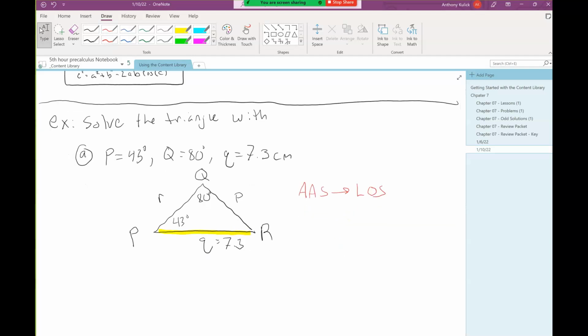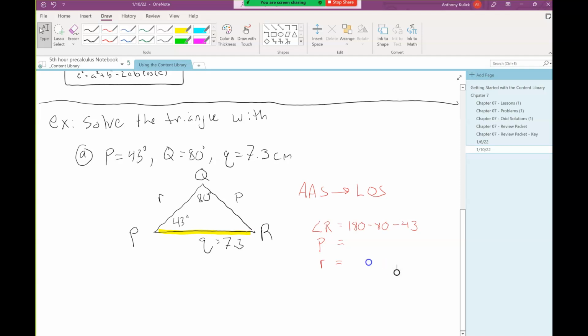Okay. So we're going to need to find angle R, side P, and side R. The order in which we do this doesn't really matter. But one of these is super easy to find. Let's find that one first. What's the one that's super easy to find? Angle R, right? How do I find angle R? Add up the other two, subtract that from 180. Exactly right.